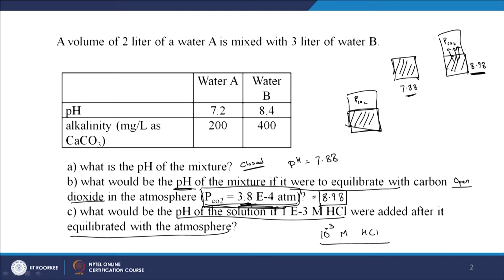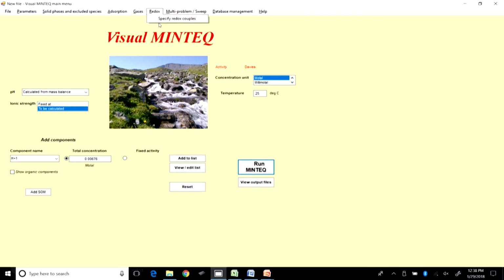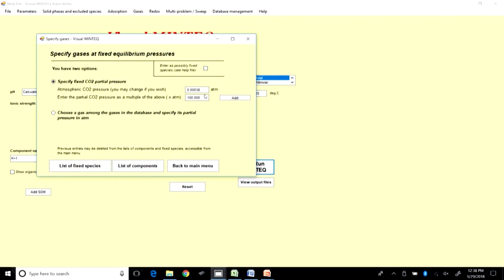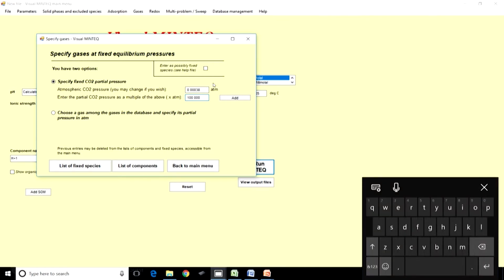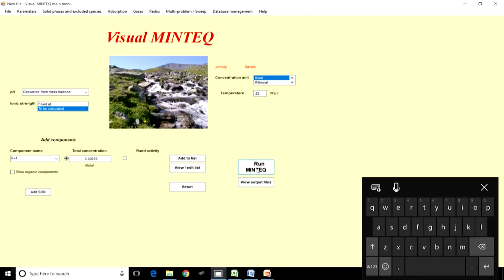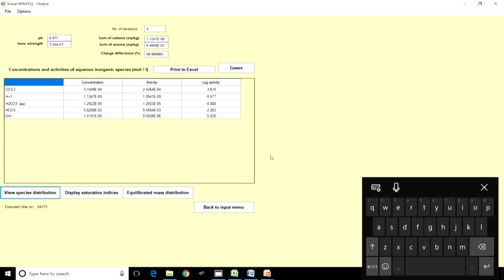First, we obviously need the relevant values from the previous run or iteration. So let us go back to VMinTeq. I am going to go back to gases again. The case was 3.8 into 10 power minus 4, so I need to get that back there. I am going to add that here, go back to the main menu and run MinTeq.